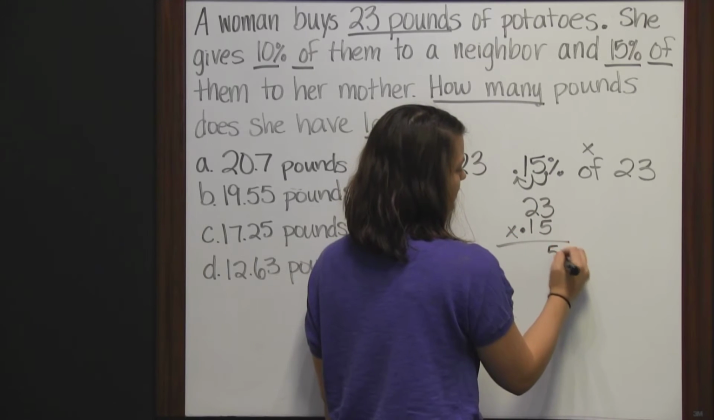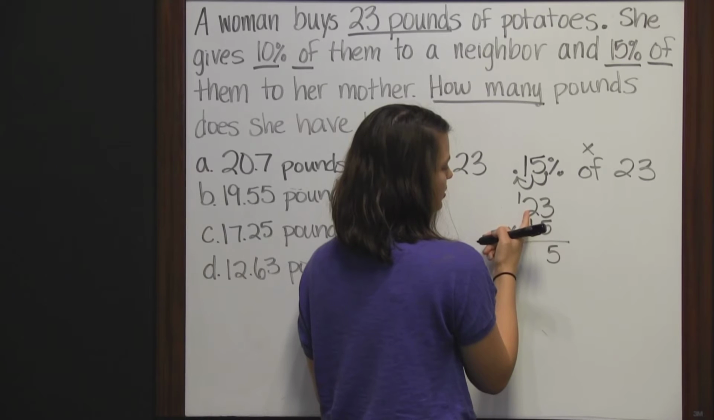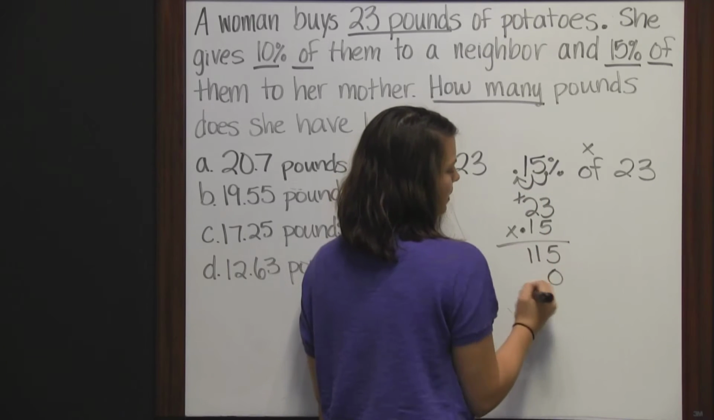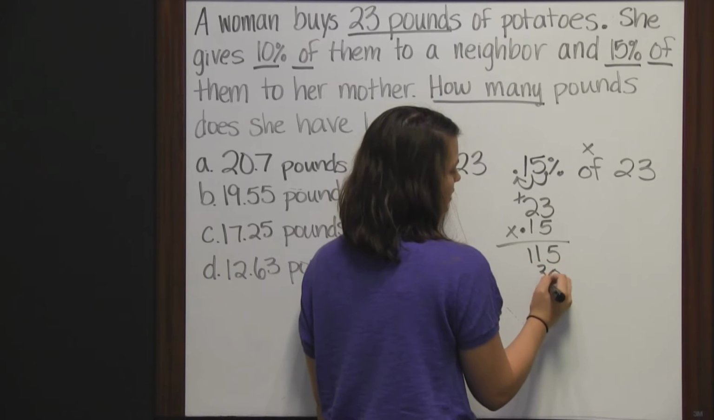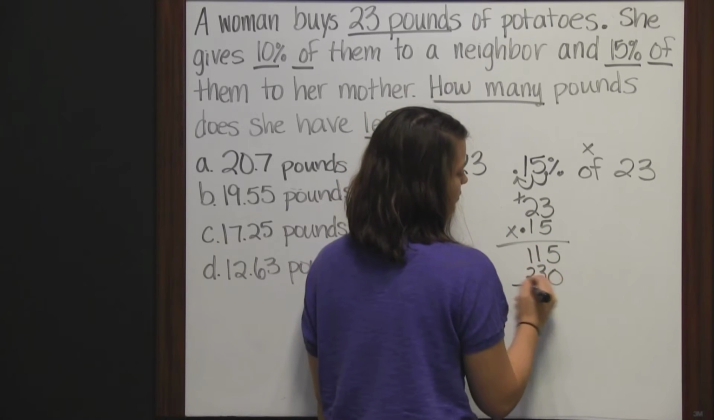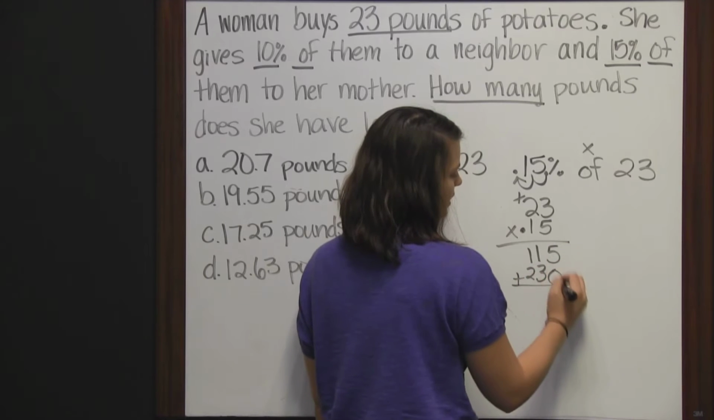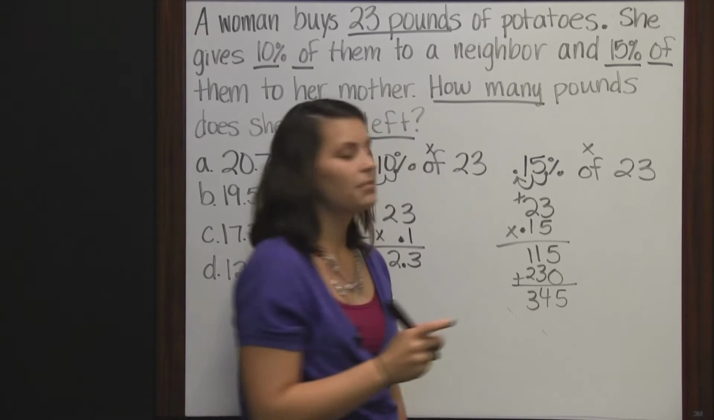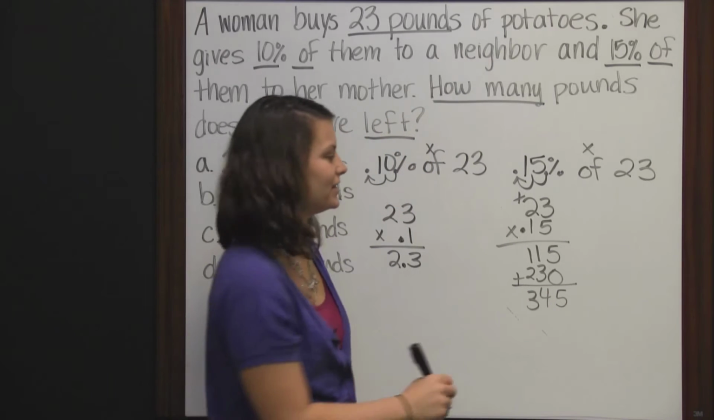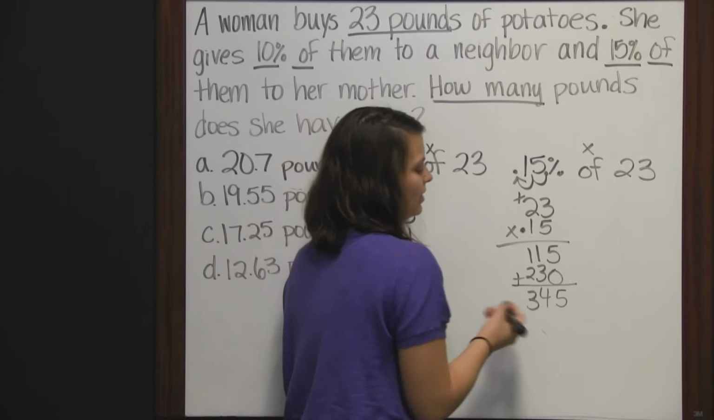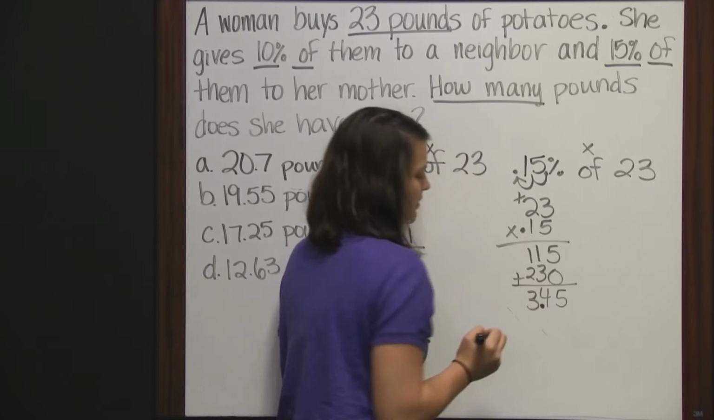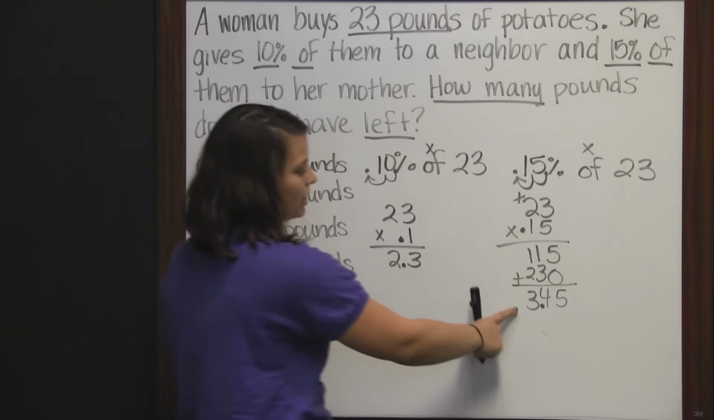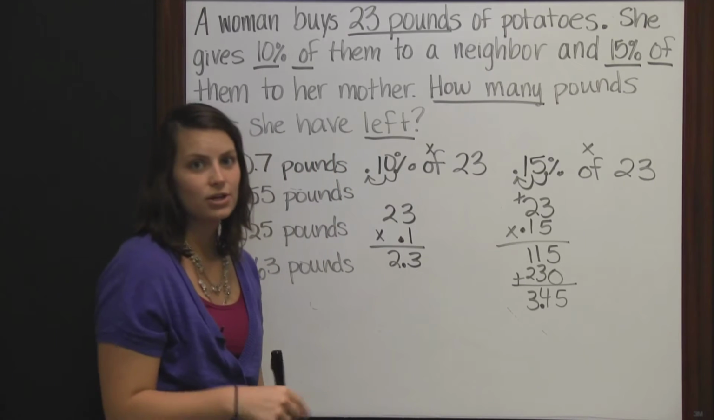5 times 3 is 15. 5 times 2 is 10, plus 1 is 11. We need to put a 0 placeholder. 1 times 3 is 3, and 1 times 2 is 2. Then we add these up, we get 5, 4, and 3. Looking back at those numbers we multiplied together, we have 2 numbers behind the decimal, so our product must have 2 numbers behind the decimal, which means that she gave 3.45 pounds to her mother.